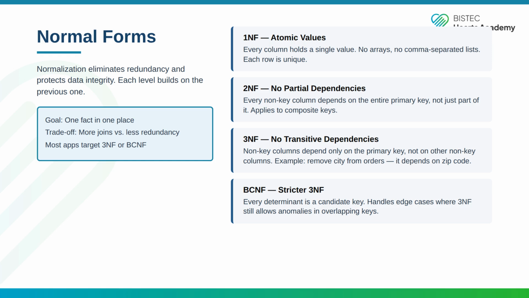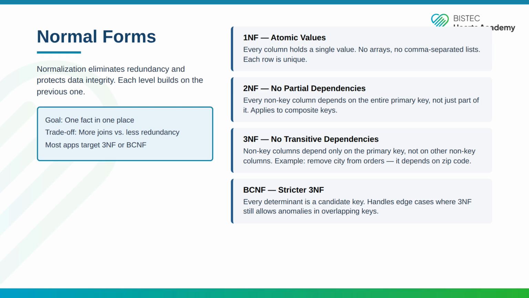Third normal form says non-key columns can't depend on other non-key columns. A classic example: if your orders table has zip code and city, the city depends on the zip code, not on the order. Remove city from orders and look it up from a zip codes table instead. BCNF is a stricter version of 3NF that handles edge cases with overlapping candidate keys. In practice, if you reached 3NF, you're in good shape for most applications.